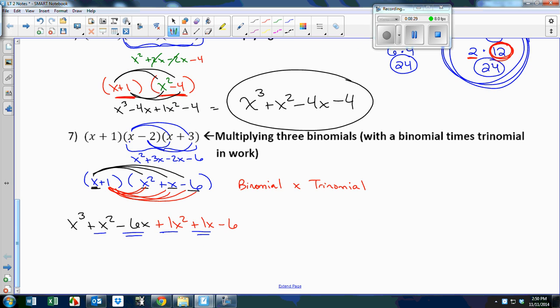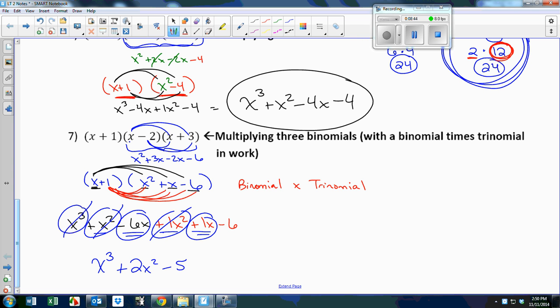So when you put your like terms together, your final answer will be x cubed. The 1x squared and the other 1x squared makes 2x squared. The negative 6x and the positive 1x makes negative 5x. And then the leftover minus 6. Final answer. So again, learning target 2 is basically what we already know. Distribute, distribute. We call it FOIL sometimes, but it's just distribute and combine like terms when they show up.